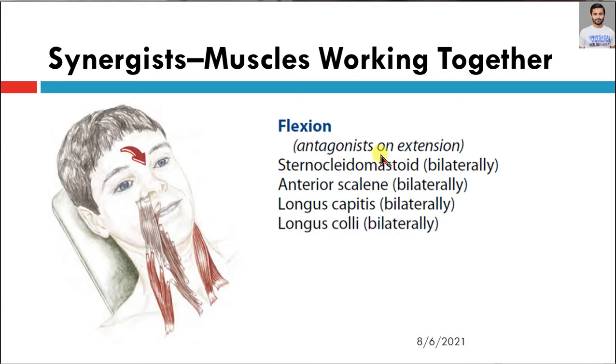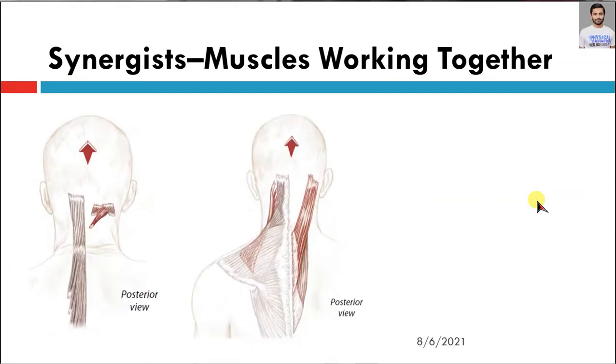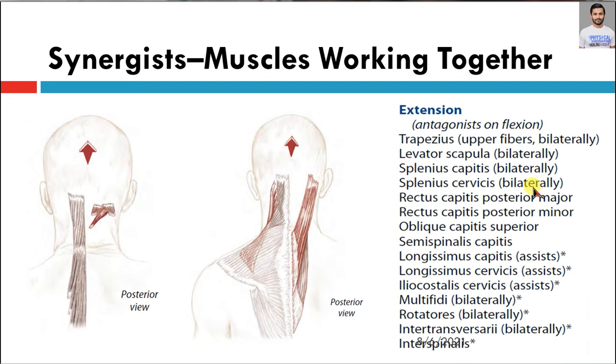Now there are a lot of muscles that work together to produce a single movement. For example, for flexion, the sternocleidomastoid, anterior scaleni, the longus capitis and longus colli collectively work together to produce a movement of flexion. For extension, there are a lot of muscles because this is an act against gravity. So that is the reason we need a lot of muscles.